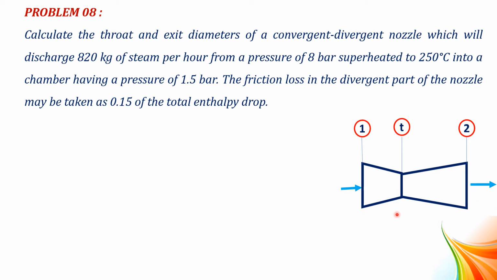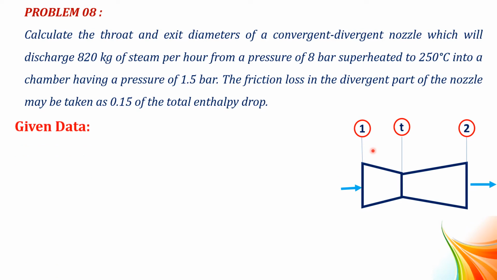So we know in the convergent part of the nozzle the area decreases and in the divergent part the area increases uniformly. Here the area is minimum. That section is known as the throat section.